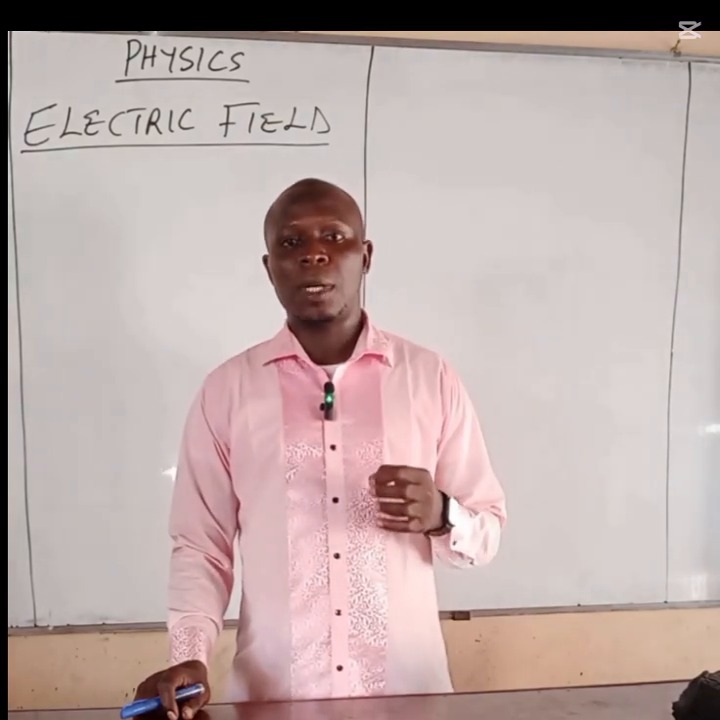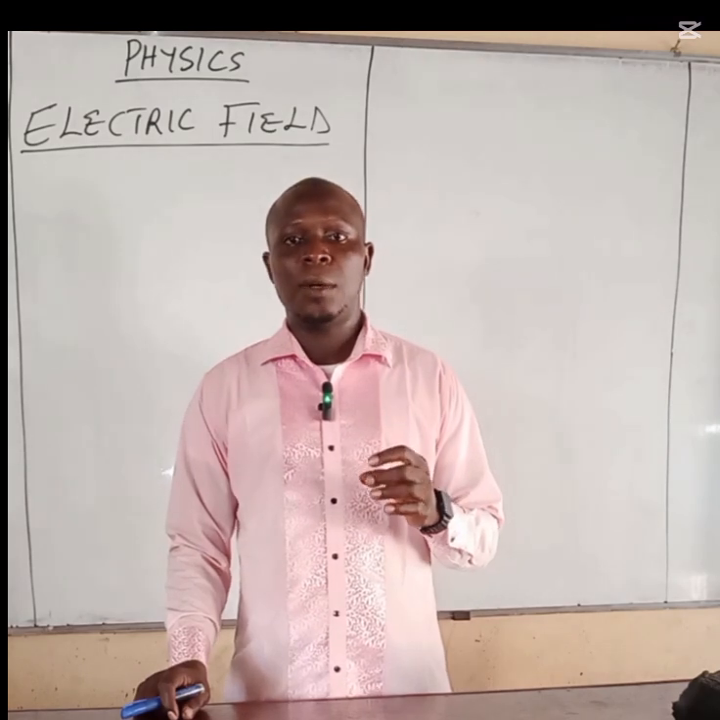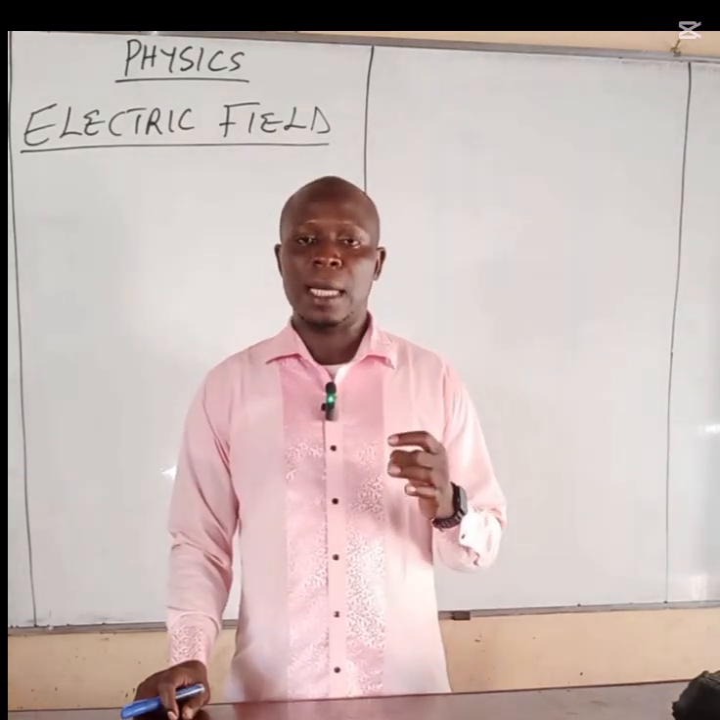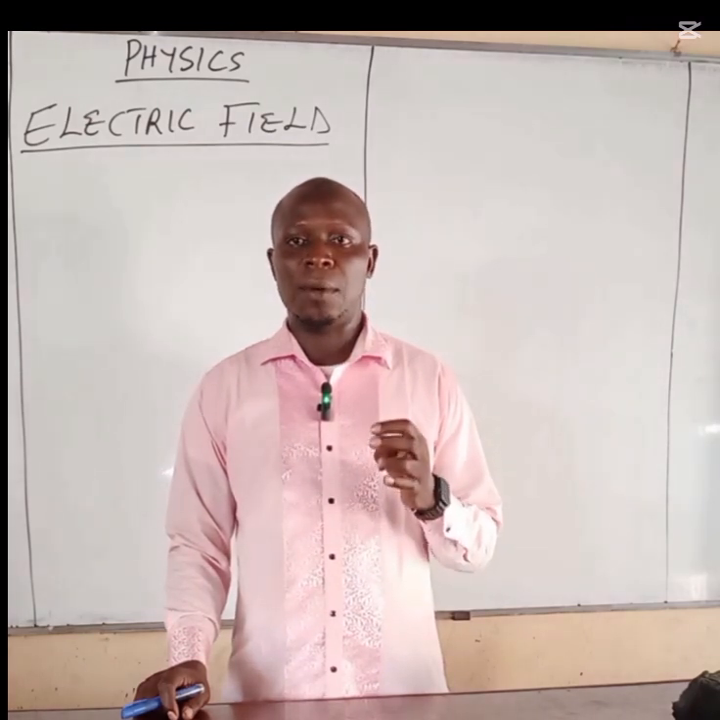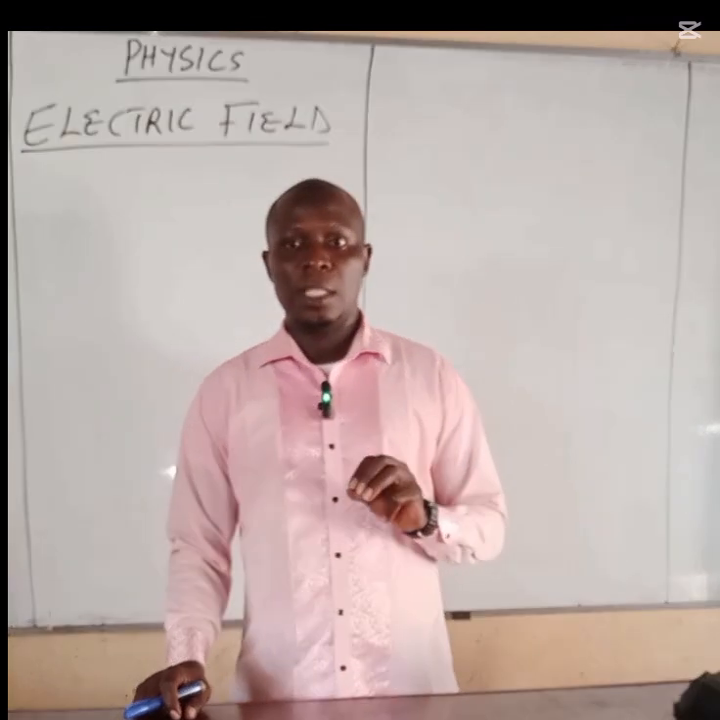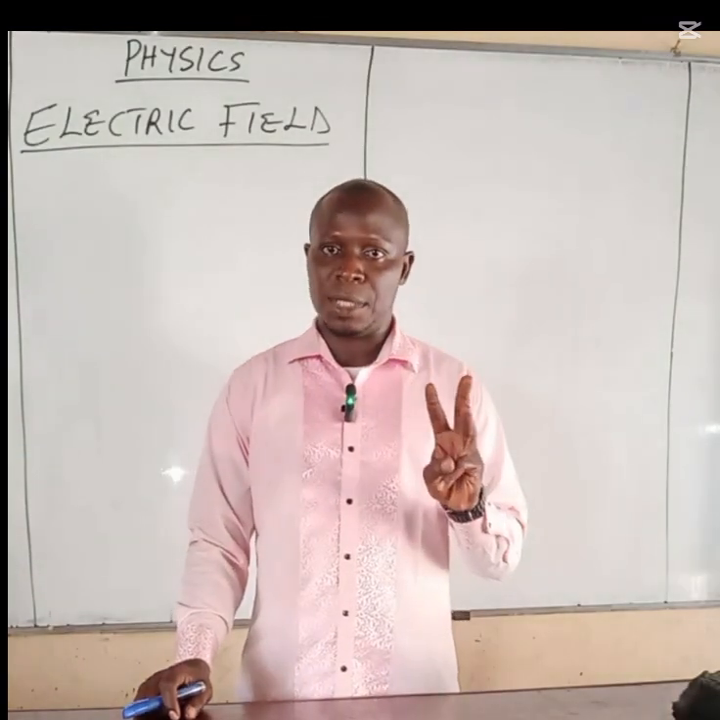And then I said when you talk about magnetic field, you are talking about field around a magnet. When you talk about gravitational field, you are talking about field around a mass. And when you talk about electric field, you are talking about field around a charge. These are the three major fields that we have. Yes, we have other fields, but these are the three major that we study in physics.